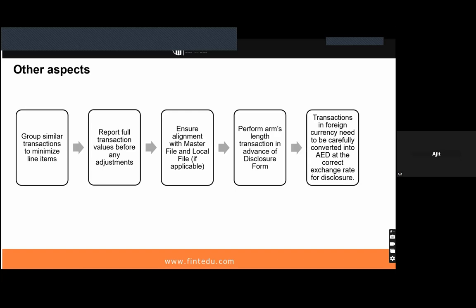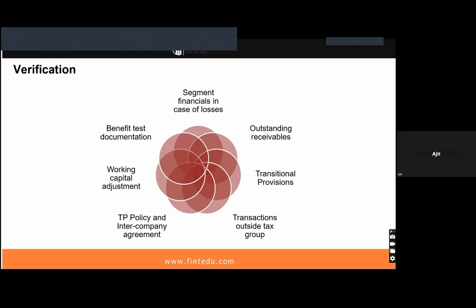Your pricing is different, your TP method is different. Your pricing can be cost plus 10% markup, but the method you select in the TP disclosure form can be the transactional net margin method, even if your pricing is cost plus 10%. So this is very, very important. Perform the arm's length analysis in advance of the disclosure form. Transactions in foreign currency need to be carefully converted into AED, so the whole disclosure form is in AED.